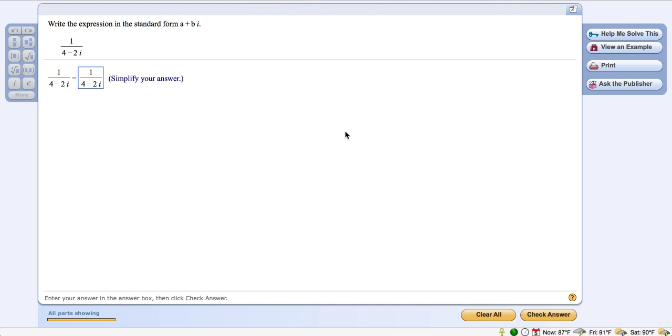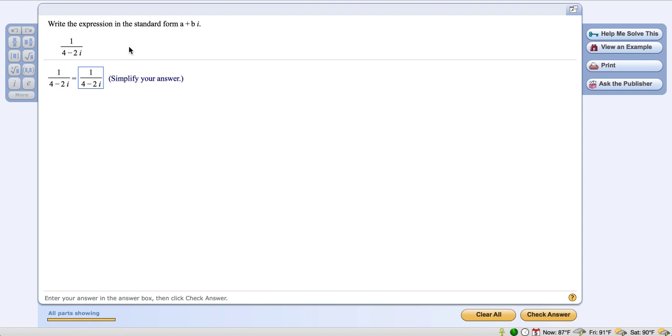Complex numbers are just two-dimensional numbers. One part goes along a real axis, one part goes along the imaginary axis. And this would be a point that you can find on the complex plane at the coordinates 4, -2. 4 for the real, -2 in the y.